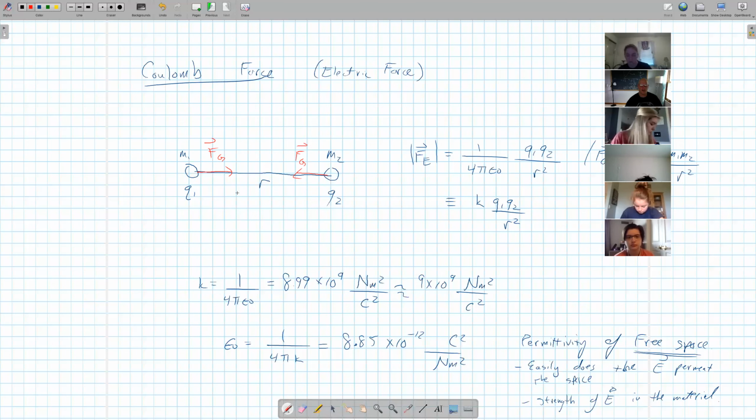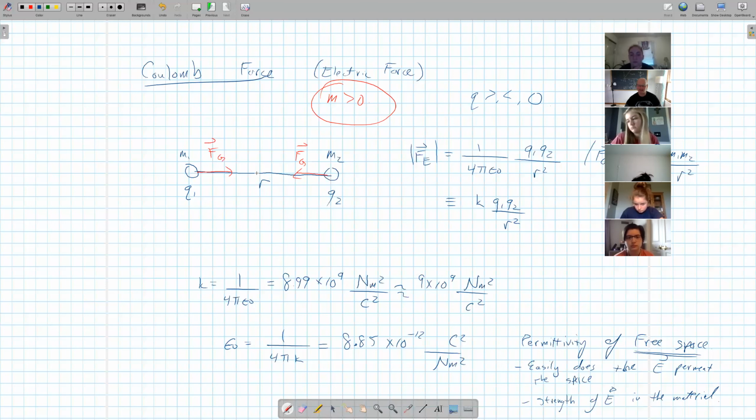So these things will always be gravitationally attracted to each other. But remember that mass is always positive, so these things will only be gravitationally attracted to each other because they have a positive mass. But charge is a little bit different, where charge can be either positive, negative, or zero. So the type of force we're going to get here is going to depend on how these two charges are related to each other.